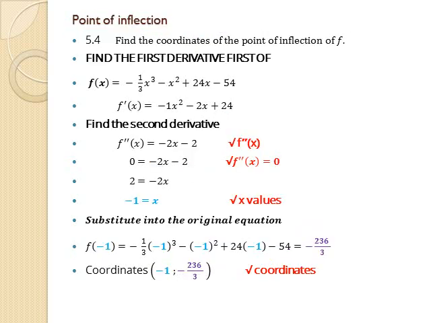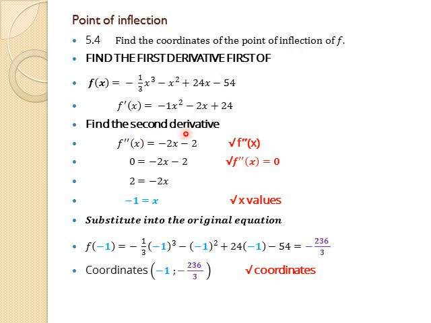Right, let's find the point of inflection. So find the coordinates of the point of inflection of f. So here again, for the point of inflection, we're first going to get the first derivative. So 3 times negative 1 over 3 gives me negative 1x squared. 2 times negative 1 gives me negative 2x. 1 times 24, 24. The x falls away, and that becomes 0.